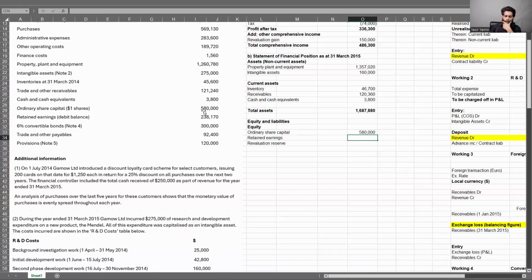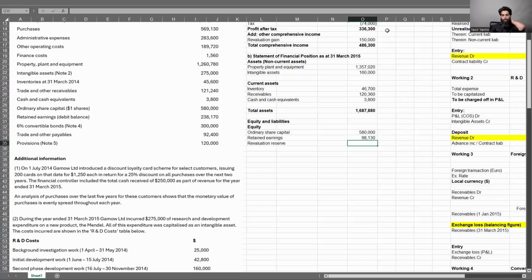Retained earnings. Can anybody help me to calculate retained earnings? Because there was a 238,170 loss in opening. Loss. So it was minus 238,170. But you will be adding this year's profit, guys. Plus PAT, this year's profit, 336,300. Eventually, it becomes a positive number of only 98,000.